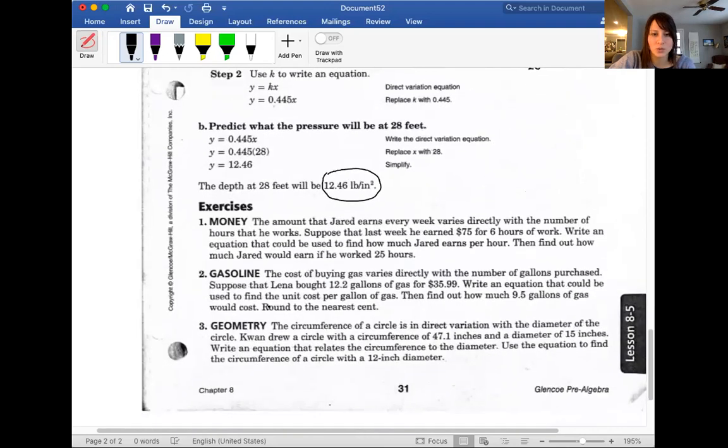So let's take a look at these word problems. The amount that Jared earns every week varies directly with the number of hours he works. Suppose last week he earned $75 for 6 hours. Write an equation that could be used to find out how much Jared earns per hour. Okay, so really what we're saying is, what's that constant rate? What's the rate there? So we could say the direct variation would be 75 over 6 hours. Let's simplify that. Maybe write it as a decimal.